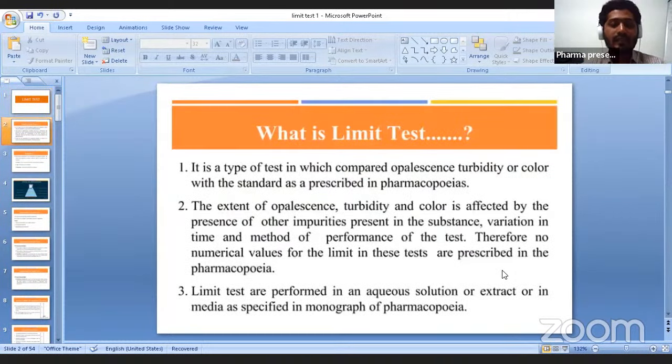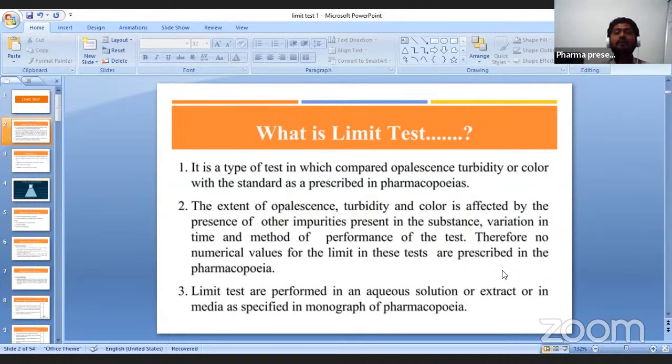So here, limit test. What is this limit test? When you might have done the practical, you might have taken test tubes, usually we call them Nessler cylinders, in which you checked the turbidity and so on. What was the need? Actually, these limit tests are for identifying impurity, to check the impurity and to identify the extent of impurity present. Usually, we call them semi-quantitative tests.